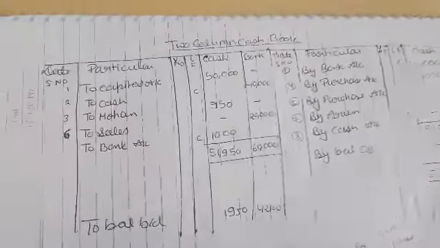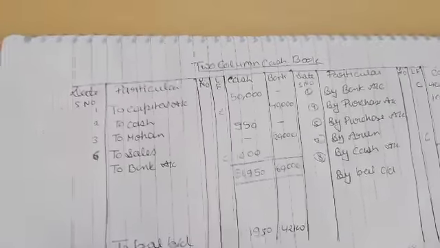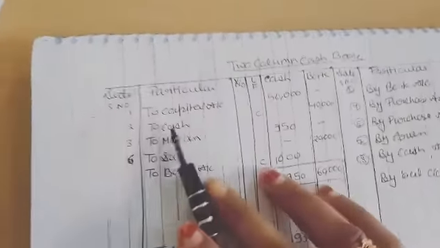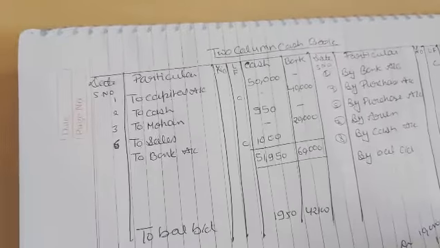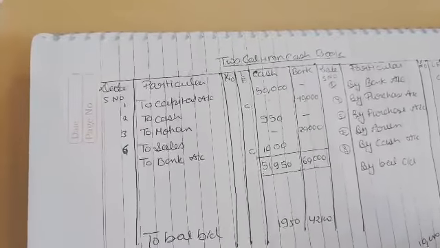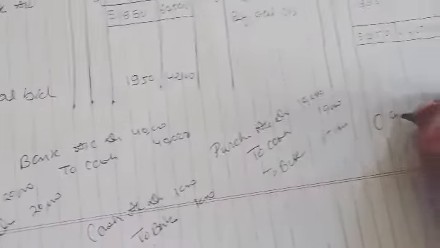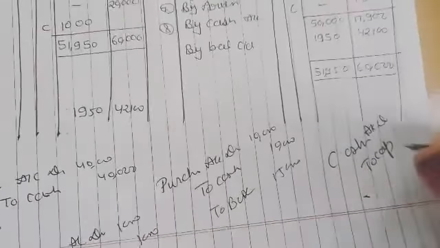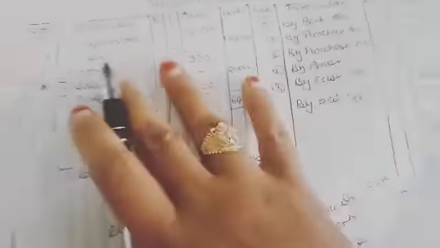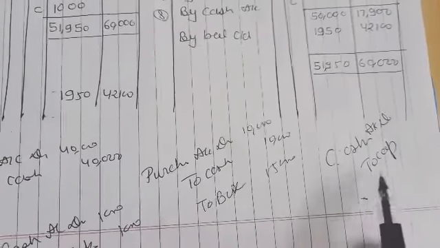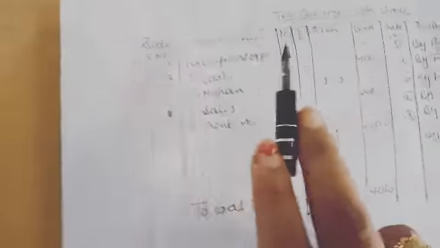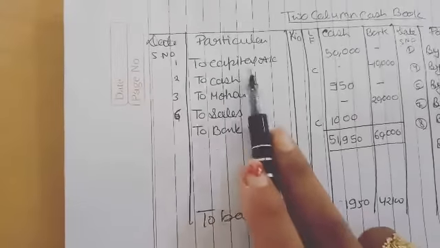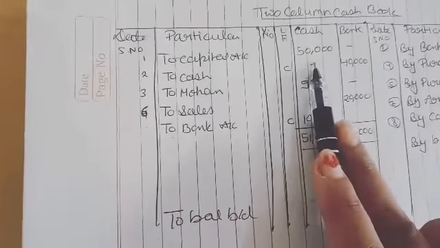Now, the first transaction is given: commenced business with cash. For this, the entry will be cash account debit to capital. If we prepare the ledger of cash, as the cash is on the debit side, we will write to capital on the debit side of the cash column like this: to capital account 50,000.